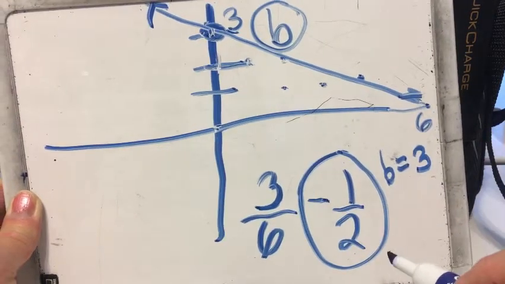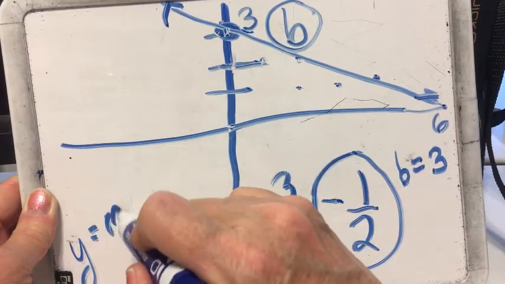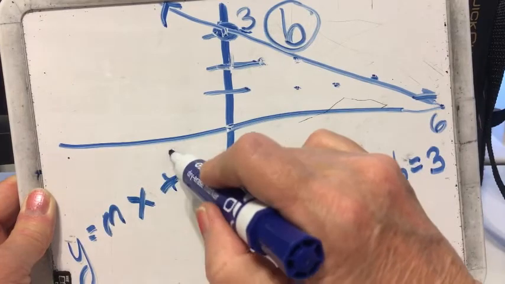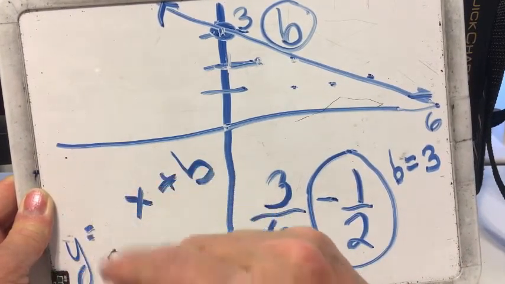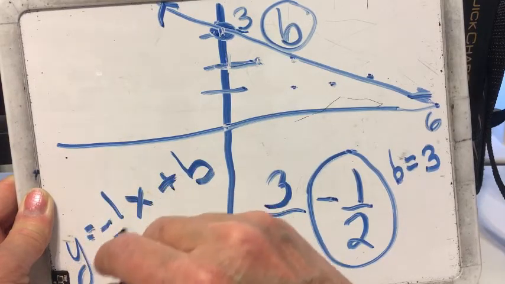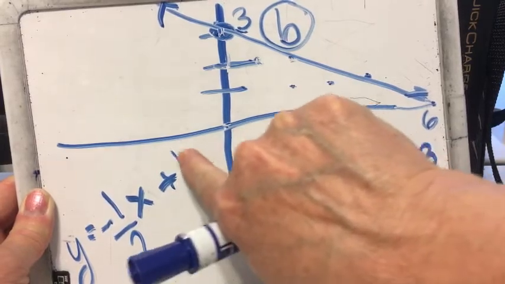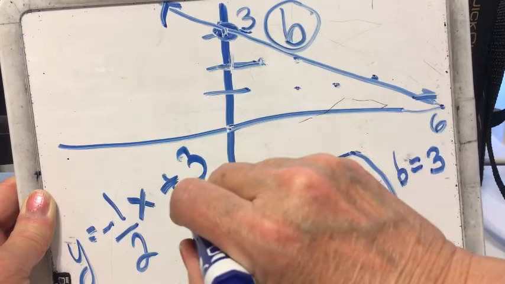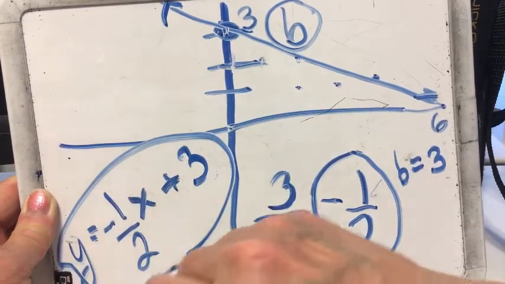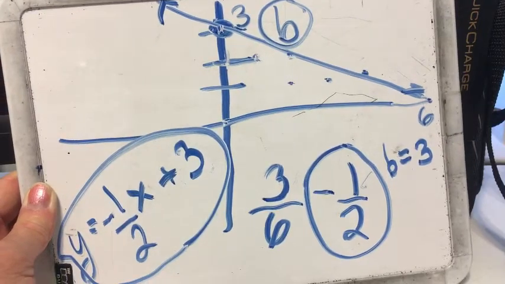And then we make our equation. So y equals mx plus b is our equation. We take out the m and we put in the negative 1/2, which is our slope. We take out the b and we put in the 3, which is our y-intercept. And y is equal to negative 1/2 x plus 3 is the equation of line B.